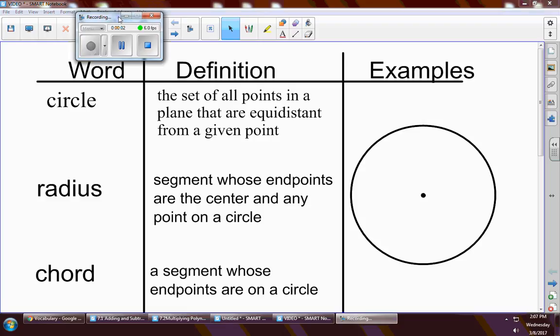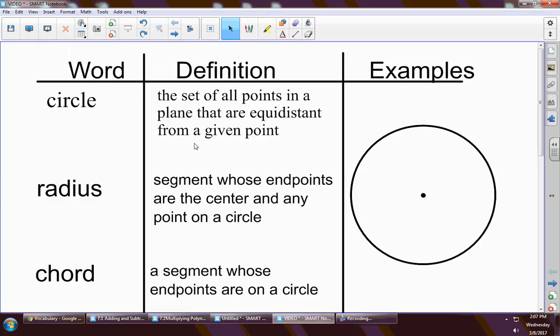All right, here we are for chapter 10, vocabulary. We got about 21 or 22 words, so let's go ahead and get started.